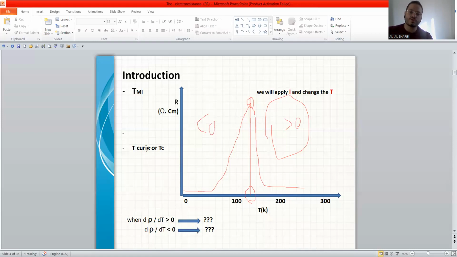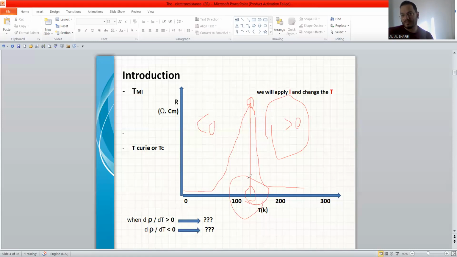The same thing with the Curie temperature here. At this point, we can say it's the Curie temperature. What does it mean? Here it's paramagnetic, and here will be ferromagnetic. That means here the magnetization is higher than in the first area. Okay, that's it. This is the resistance temperature curve.